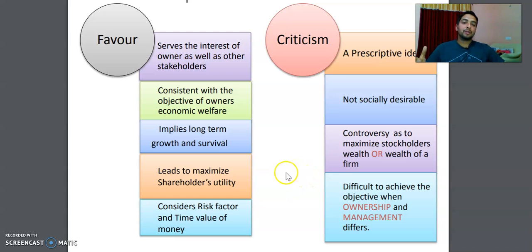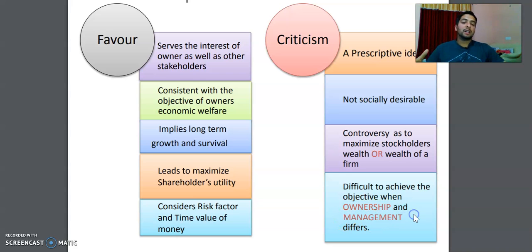Although this approach also faces a few criticisms, like it's a prescriptive idea, looks more idealistic, but not always socially desirable. There is controversy between maximizing stockholders' value or wealth of a firm, but still this wealth maximization as an aim is more favored over profit maximization as a main objective of a firm. A few experts also believe that it is difficult to achieve when ownership is totally different from management.